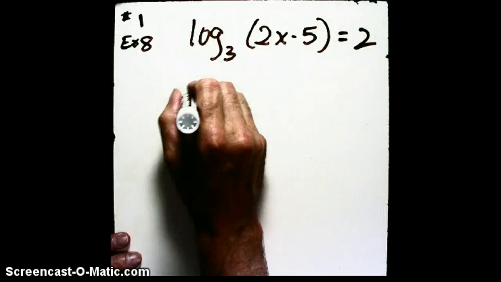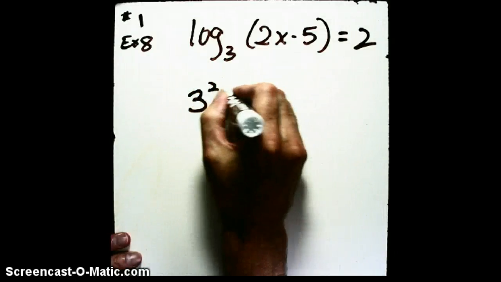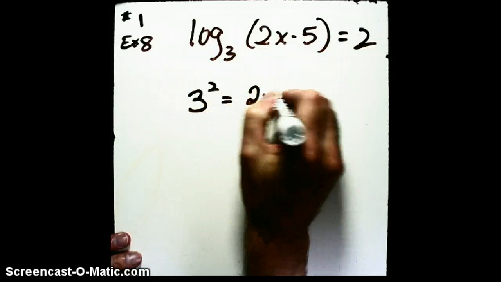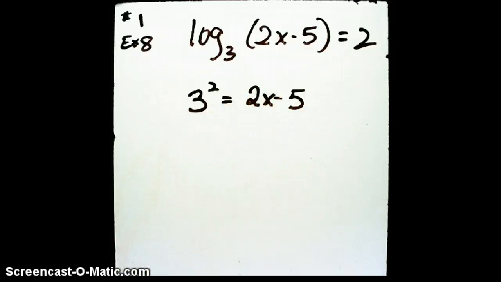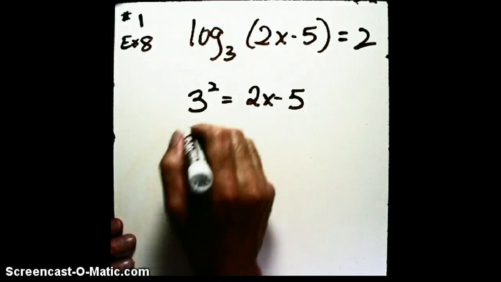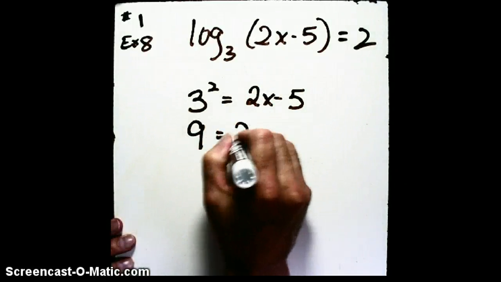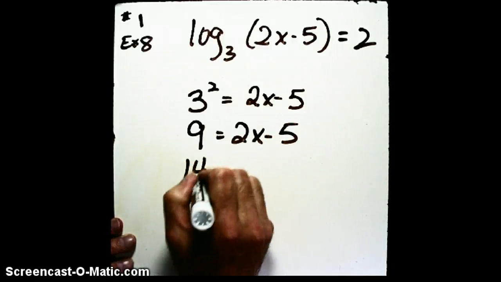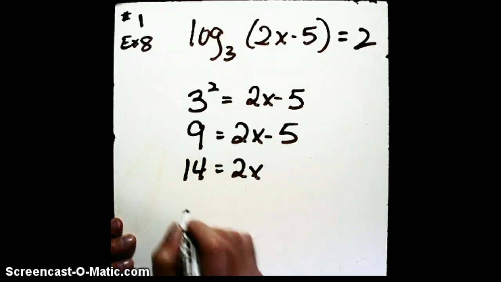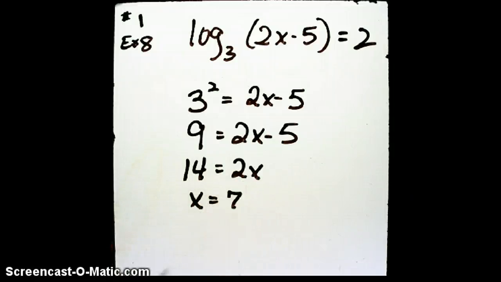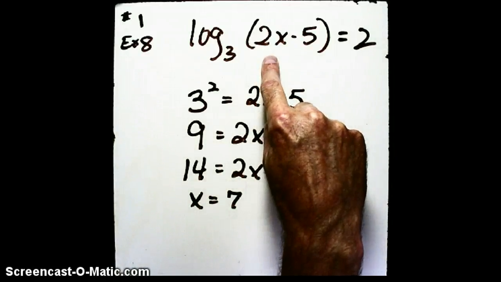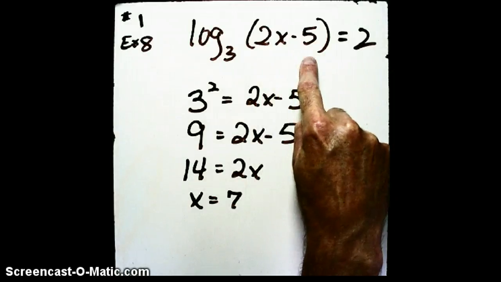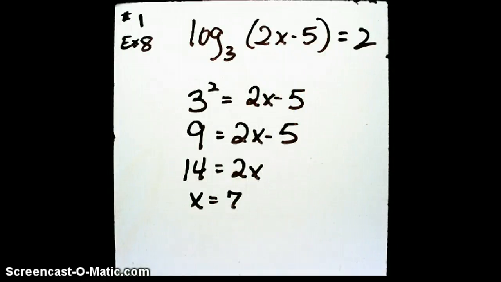Okay, the base is 3, the power is 2, and the number is 2x minus 5. Now you see how important it is to know that information? Okay, let's fix this up. It's not that bad. Let's add the 5, so that's 14, and divide by 2, so x is 7. If I put a 7 in there, that's 14 minus 5 is 9. Log base 3 of 9 is 2, because 3 squared is 9.